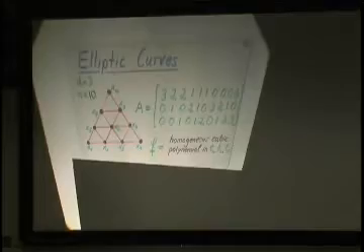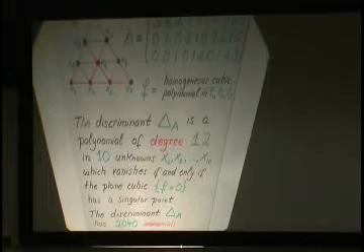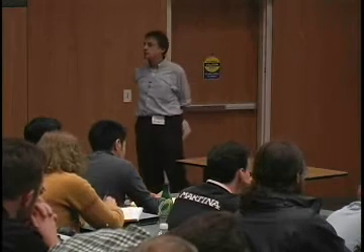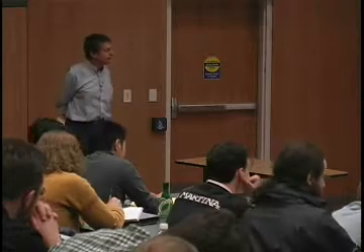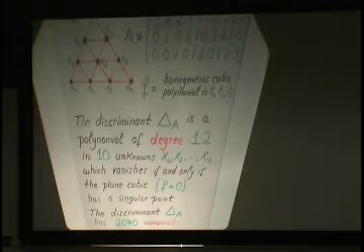We type it in, we run it, right? So the discriminant is a polynomial of degree 12 in 10 unknowns, x1 up to x10, which vanishes if and only if the plane cubic defined by that polynomial has a singular point and becomes genus 0. Right? So it requires a singularity. This is a polynomial with 2040 terms. So the discriminant delta A is a polynomial in 10 unknowns having 2040 monomials of degree 12. And it's that object I'm interested in.